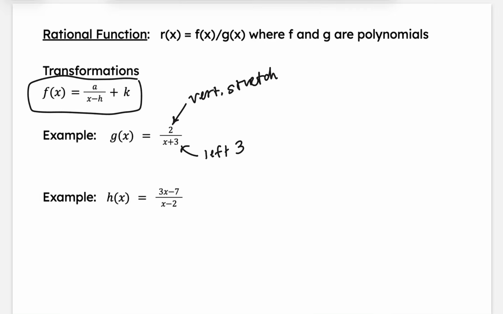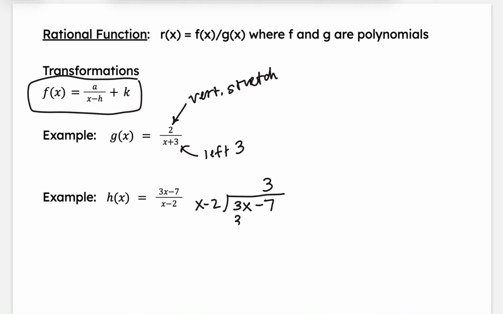Okay, sometimes you're going to have a function that it's not easy to see those transformations, like the bottom one. So what you can do in that case is you can divide. You can take the numerator divided by the denominator. So if we do a little long division here, we can take 3x minus 7 divided by x minus 2. So x goes into 3x 3 times.